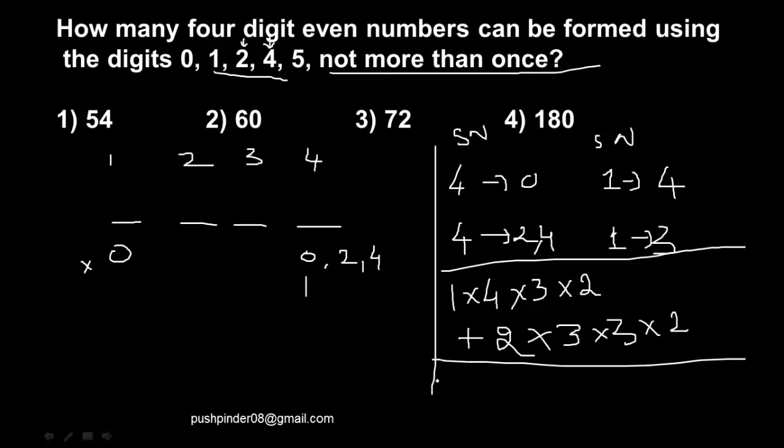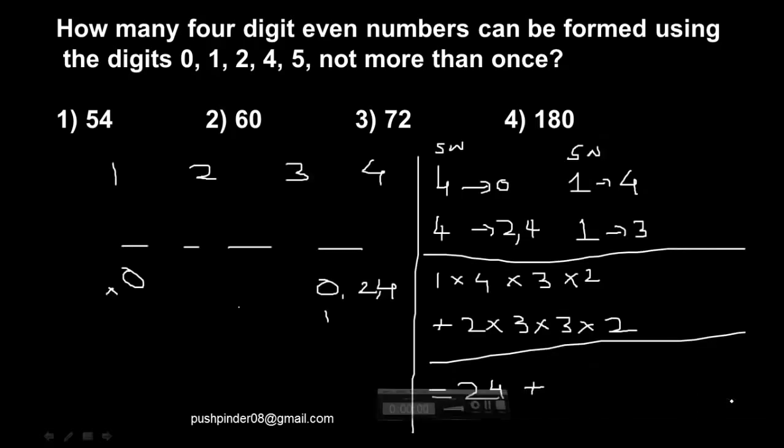So this becomes pretty simple if you solve it this way. If you solve it, it's 4 times 3, 12, times 2, 24, plus 2 times 3 into 3, 9, 9 4s are 36. So 24 plus 36 is equal to 60, right? So we got ourselves an answer.